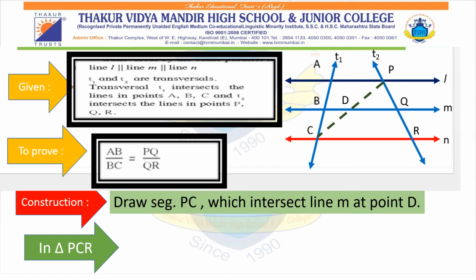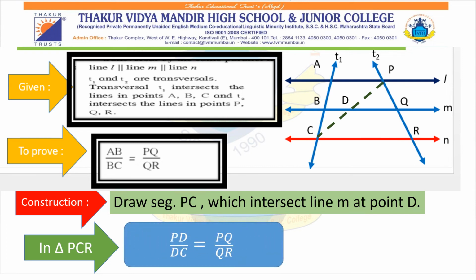So if in triangle PCR DQ is parallel to CR, then PD upon DC equals PQ upon QR. You can see the right hand side of this ratio, PQ upon QR, is also the right hand side of our to-prove. We have got this from the basic proportionality theorem. There is one more triangle where we'll be using the basic proportionality theorem to get the next ratio, which is the left hand side of our to-prove, that is AB upon BC. That we'll be seeing in the next slide.